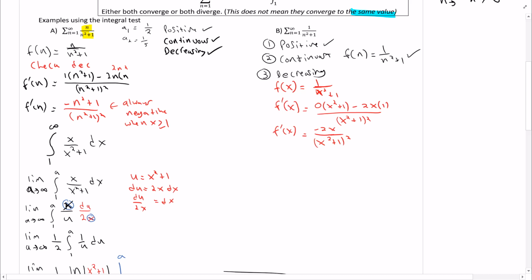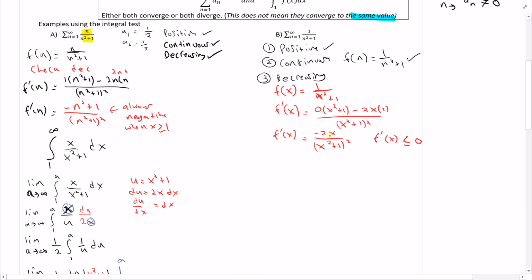And we're looking at this and we're asking, we want f prime of x to be less than or equal to 0 for all x greater than 1, right? So we could plug in 1, 2, 3, and notice that the bottom is always positive, and if you're plugging in positive numbers to the top, it will always be negative. And so yes, f is always decreasing for x greater than or equal to 1, since f prime of x is less than 0, right? It's always negative. So decreasing, yes. Okay, so 3 conditions are met.